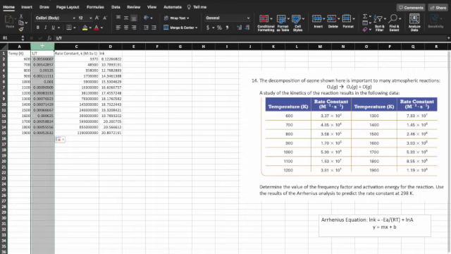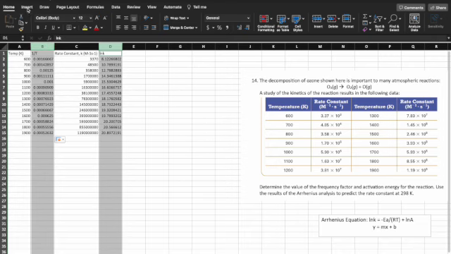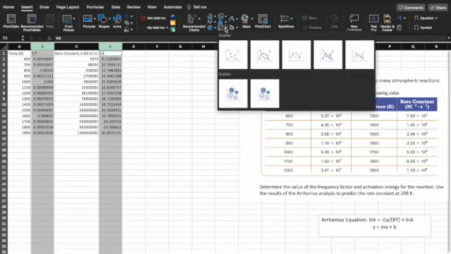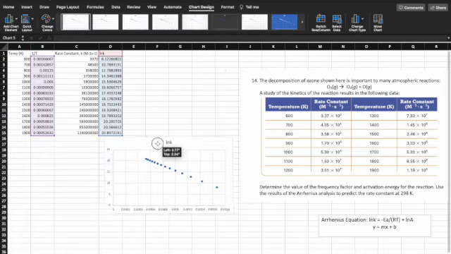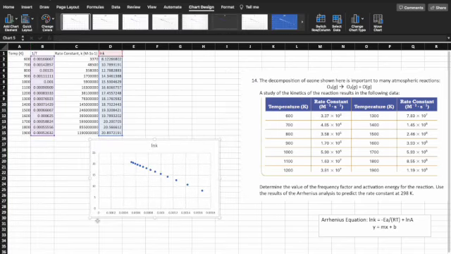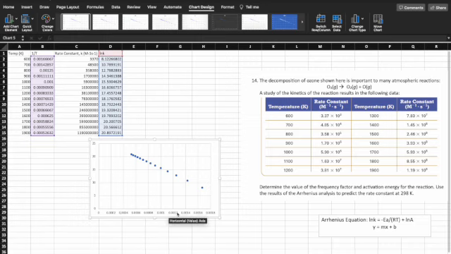Now I'm going to create a plot of these two columns. I'm going to go to insert, click scatter, and there you go. I have a nice straight line out here, and you don't have to put titles and all on this plot, but look at that straight line. Essentially what we need to understand is that ln of k should be the y-axis. Let me not let this confuse you. Ln of k is the y-axis, and this is the x-axis, which is 1 over T.